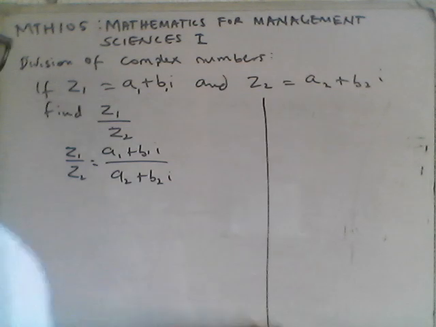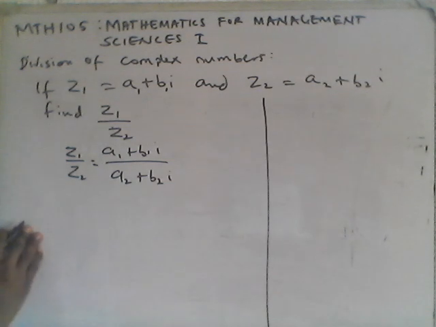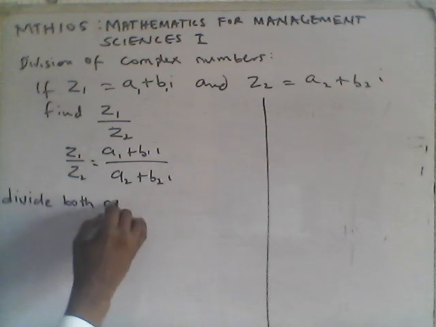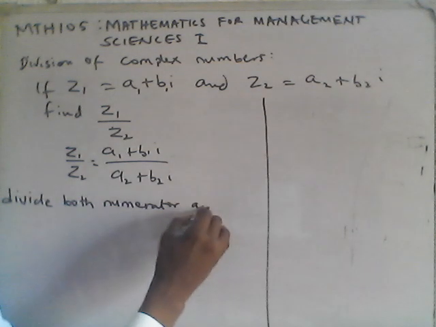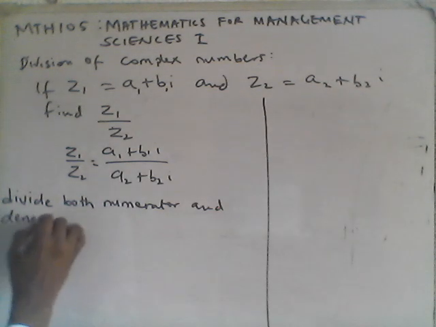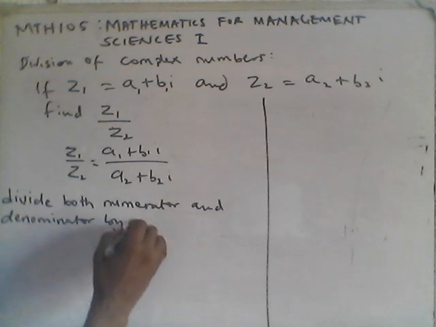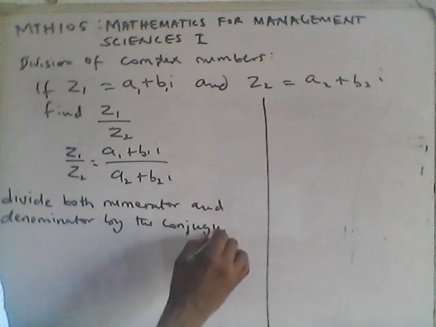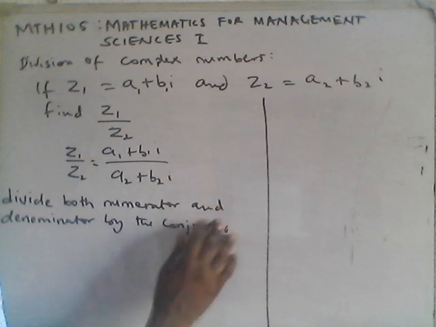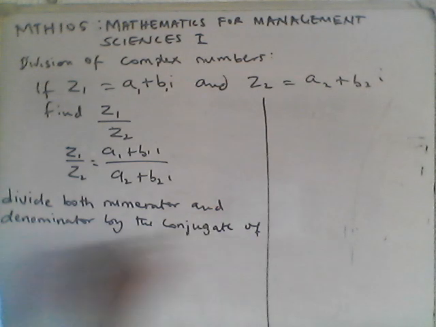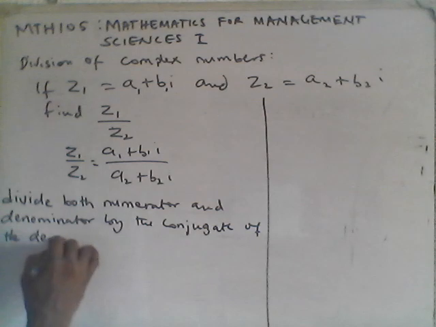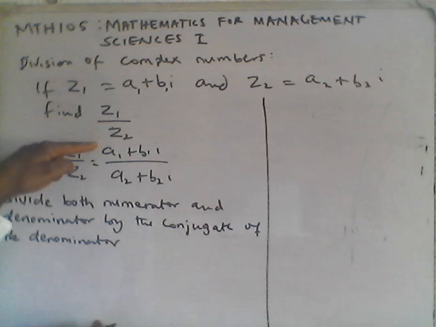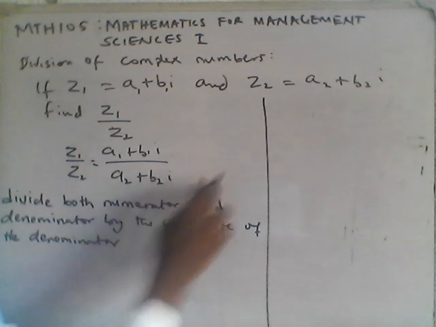Okay, conjugate. So divide. Okay, look at this. Divide both numerator and denominator by the conjugate of the denominator. First of all, what's the numerator? Numerator is the fraction up, the upper part of the fractional expression. This is the numerator, this is the denominator. Now this is the denominator.